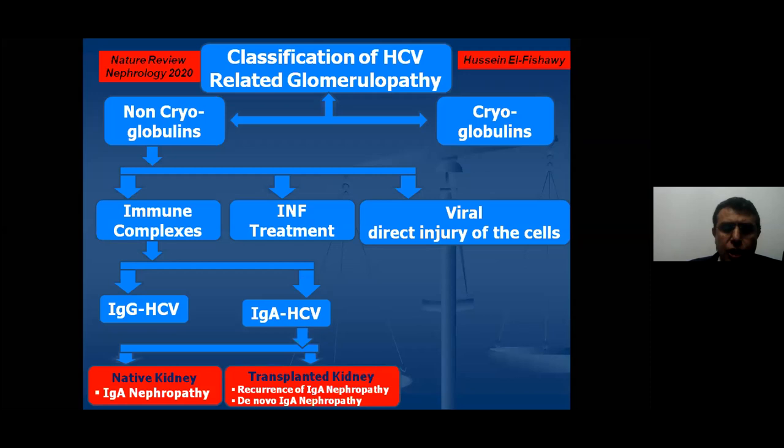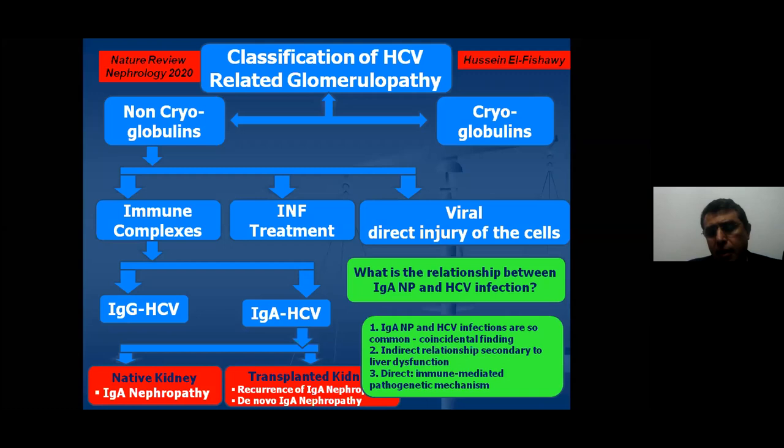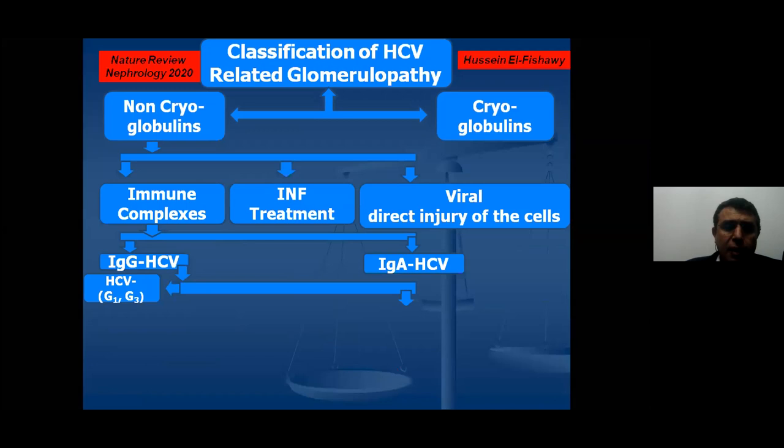Is there a relation between IgA nephropathy and hepatitis C virus? Yes, both are a common association. The affection of the liver can produce IgA nephropathy. Also, hepatitis C virus can directly stimulate IgA nephropathy. So, what else can occur?